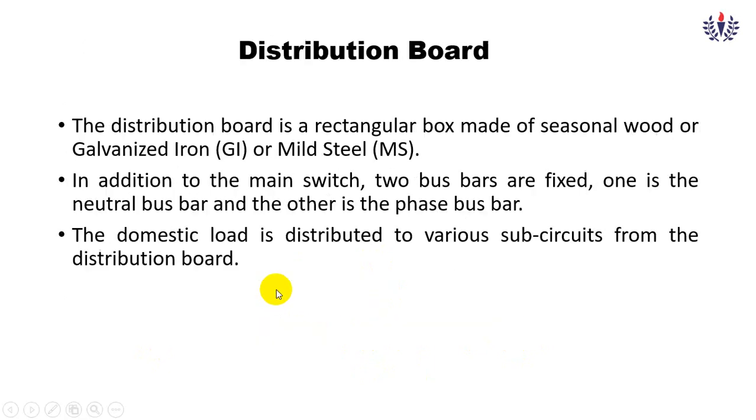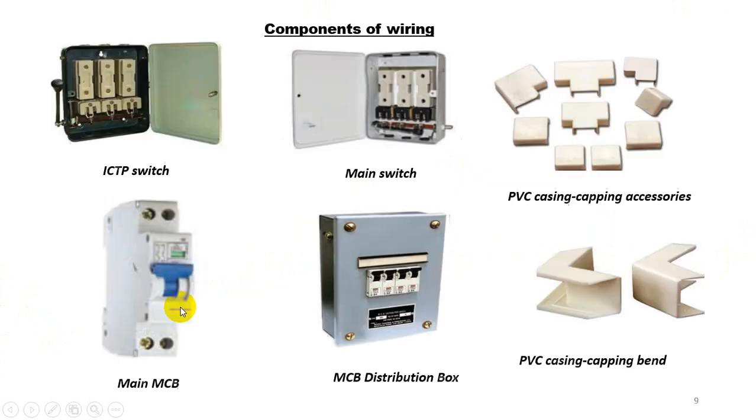So what is ICDP? In the distribution board, there is a rectangular box with several wooden or GI pipes. In addition, there will be two bus bars, that is wires. Bus bar is nothing but wires. What we are using is known as a bus bar. One is the phase, the other one will be the neutral. The domestic load is distributed to various sub-circuits from the distribution board. As I told already, one will be going for the kitchen, one for the bedroom, one for the hall. So it will be distributed.